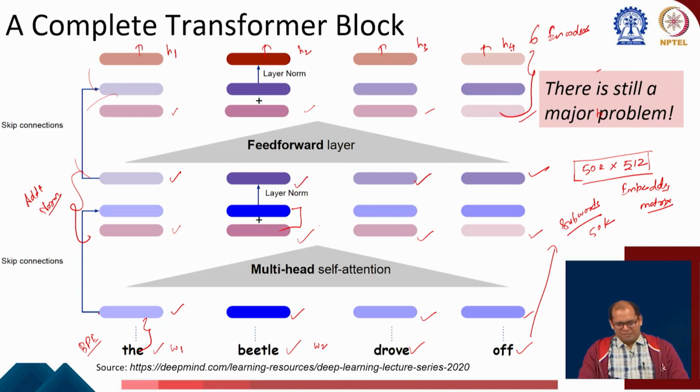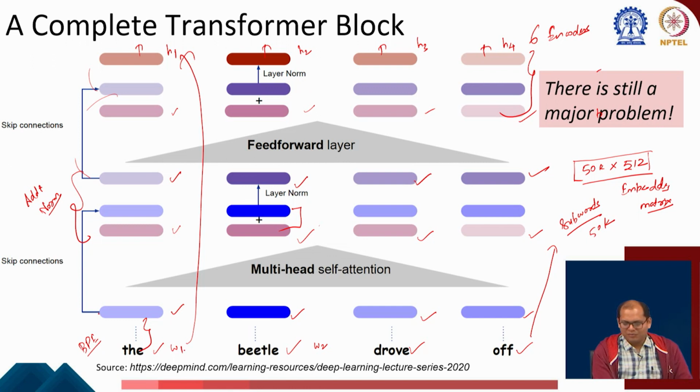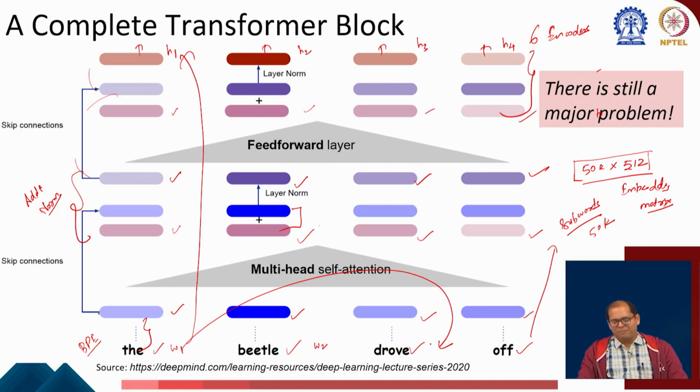Okay. But what is missing? The missing point is that it doesn't care about the word ordering. So this word will give this representation even if it was at this position, it will still give the same representation. So the representation of a word will not depend on the position where it is.